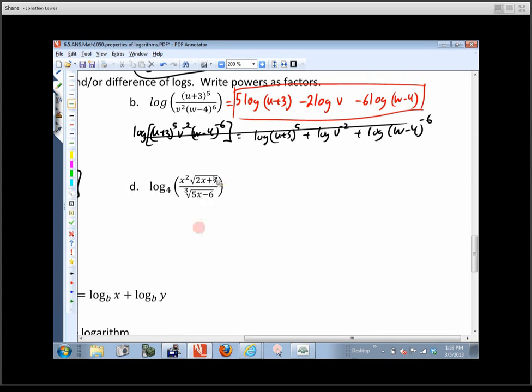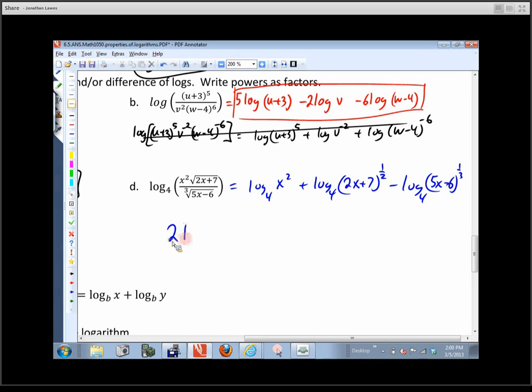I've got some radicals here, so I've got some fractional exponents, so I'm going to have some fractions sitting out front. If I were to break this into the three pieces, this would be log base 4 of x squared plus log base 4 of 2x plus 7 raised to the 1/2. And then minus log base 4 of 5x minus 6, raised to the 1/3.